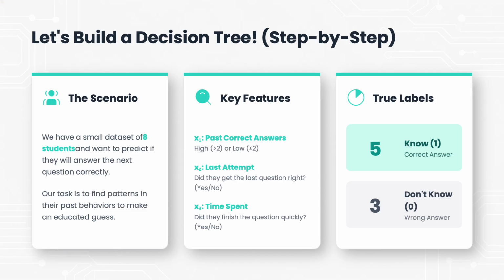All right, enough theory. Let's get our hands dirty and build a decision tree from scratch with a small example. Imagine we have 8 students. We have 3 pieces of information or features about each student. Their past success with linear equations, whether they got the last question right, and how long they took to answer. Our goal is to predict if they will get the next question right, labeled as 1, or wrong, labeled as 0. In our data set, 5 students got it right and 3 got it wrong.